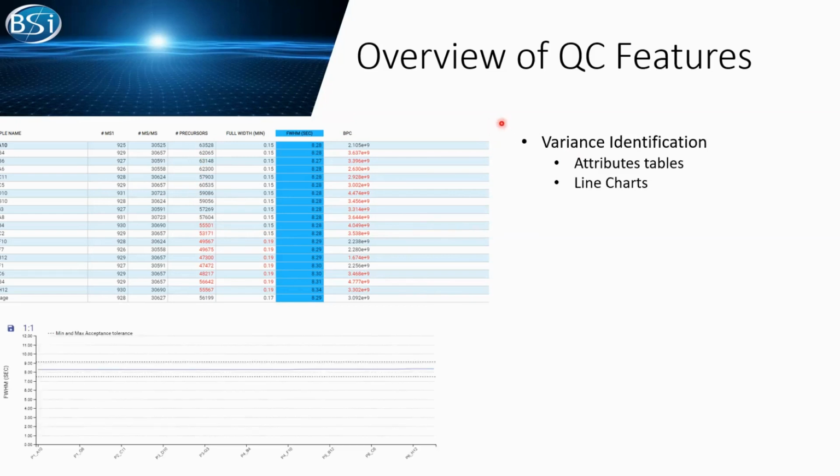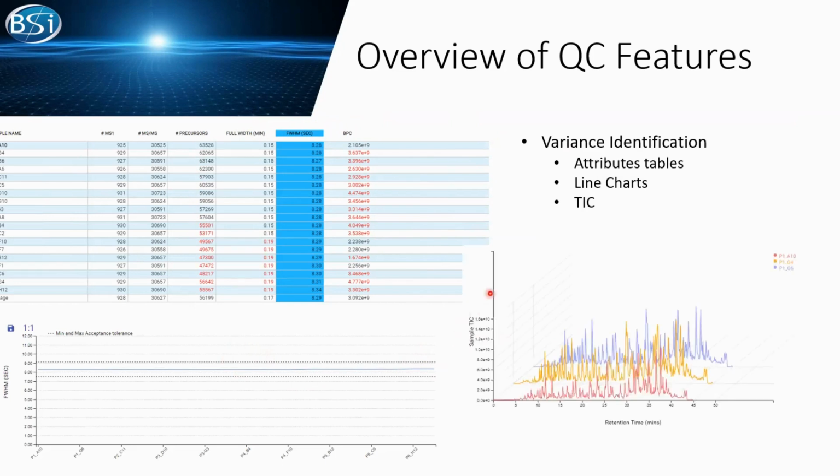And to give you a direct view of your attributes matrix, you can simply click on any column, and you will get a line chart to give you a more direct view of the attributes. We also provide a TIC chromatogram to help you have a quick view of your sample run. You can select any sample to be presented here.